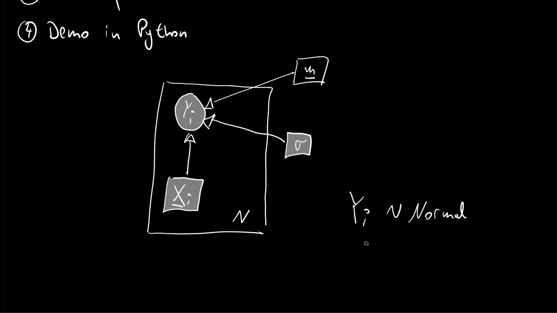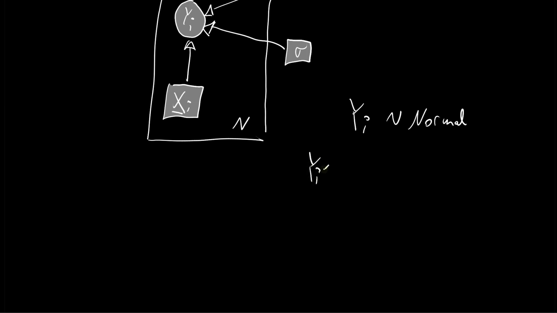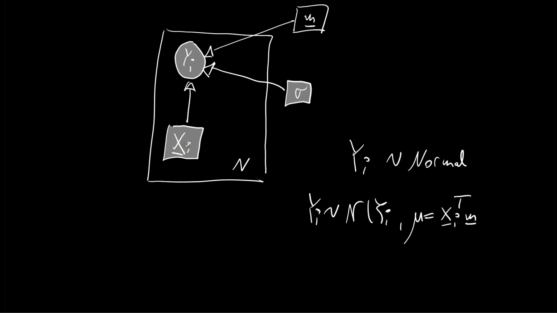If we then want to write this down, we could say that yi is going to be distributed according to a normal distribution over yi, with mu being given as xi transpose m. So a scalar product between the coordinate vector xi and the parameter vector m, and then the sigma, the standard deviation or variance that we are given.